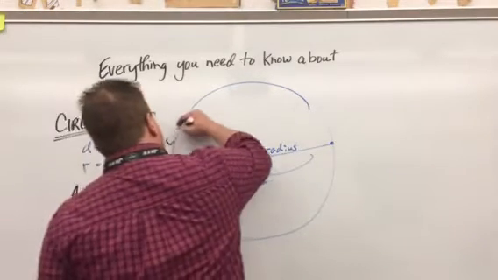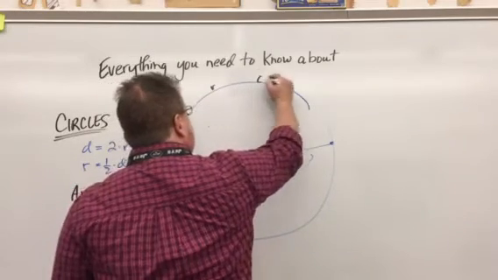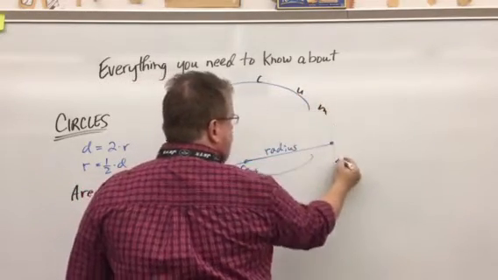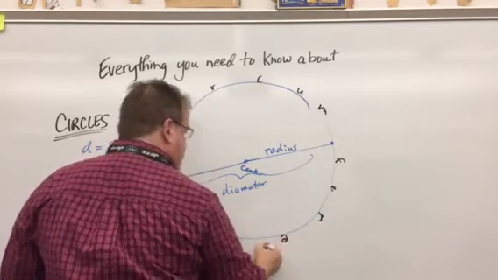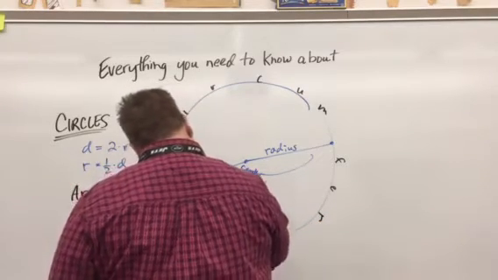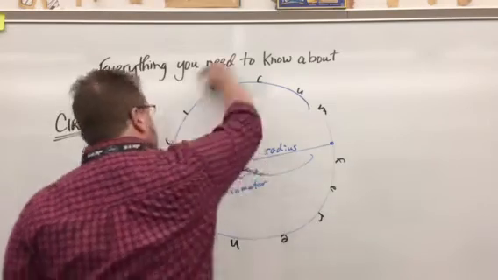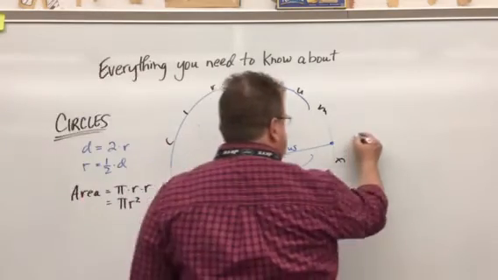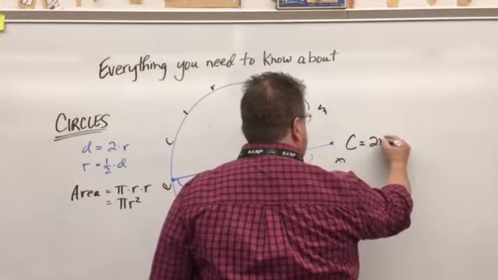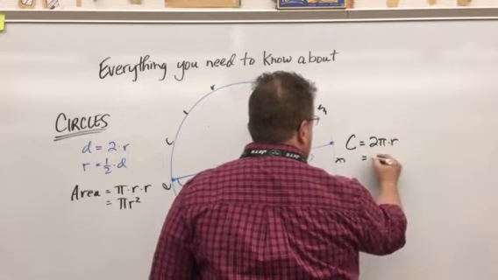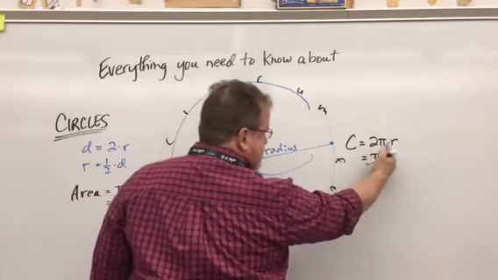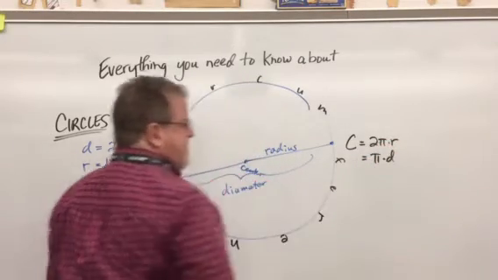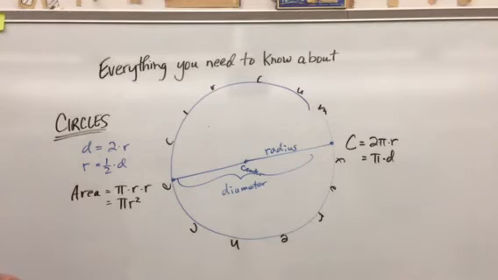The circumference of a circle is kind of like the perimeter of a circle. It's the distance going around the circle. Okay? And that formula for circumference is either 2 times pi times the radius or pi times the diameter. Again, where the diameter is equal to 2 times the radius. So that probably makes some sense. So that's pretty much everything you need to know about circles.